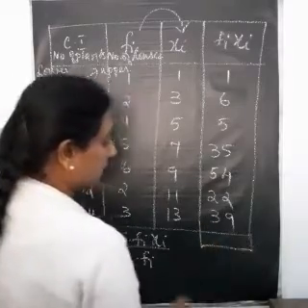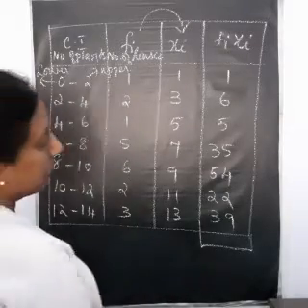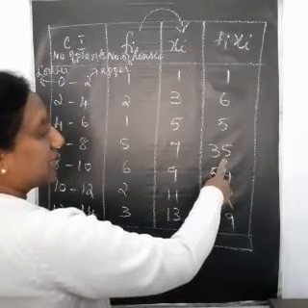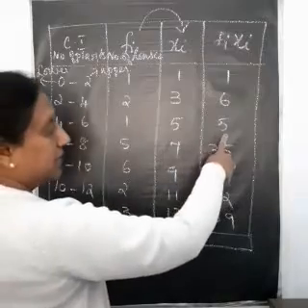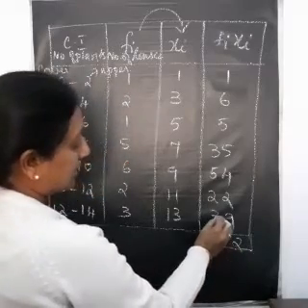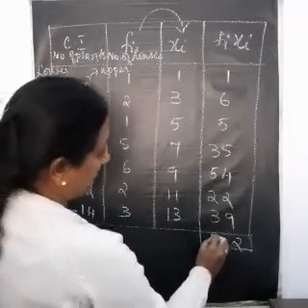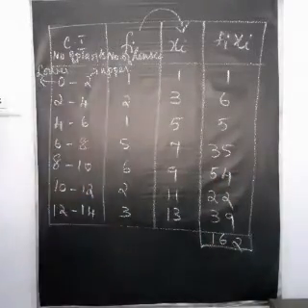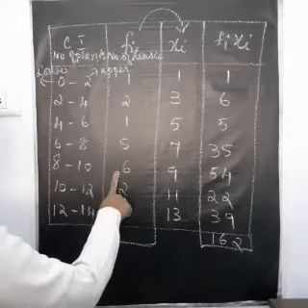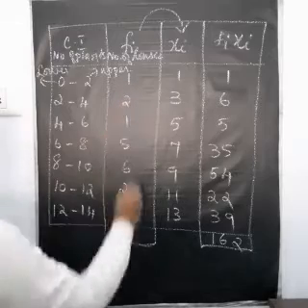Now when we add this, what will we get? We will apply the formula later. So when we add this, we get 3 plus 6, 9, 9 plus 5, 14, 14 plus 35, 49, 49 plus 54, 103, 103 plus 22, 125, 125 plus 39, 164. So we are getting 162. Now when we add fi, what will we get? 3 plus 2, 5. 5 plus 1, 6. 6 plus 5, 11. 11 plus 6, 17, 18, 19, 20.